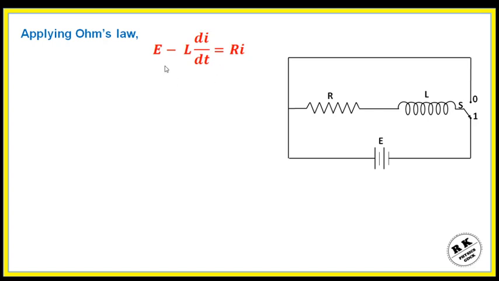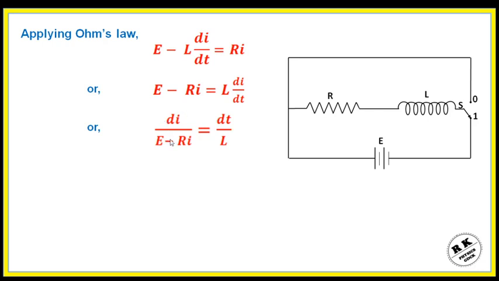In that case, it will become E minus Ri is equal to L di by dt. Our interest is to find out the current I, an expression for the instantaneous value of current. So what do we do? We separate the terms, I terms on one side, dt terms on the other side. Next step is we will integrate this equation.